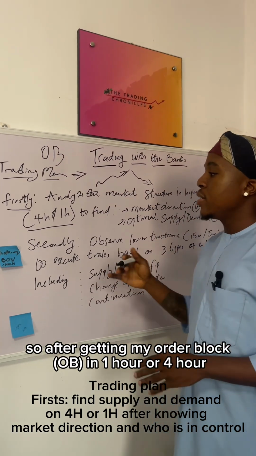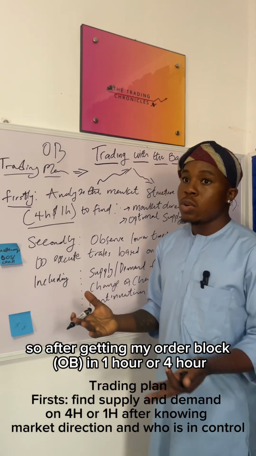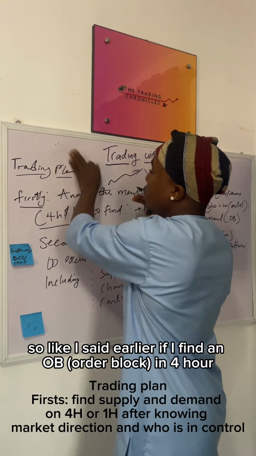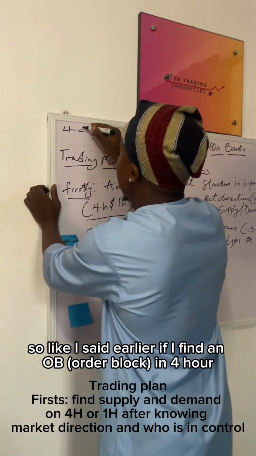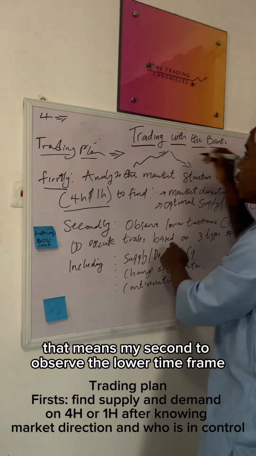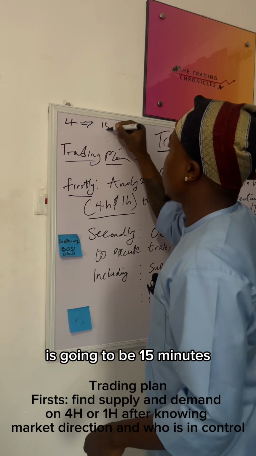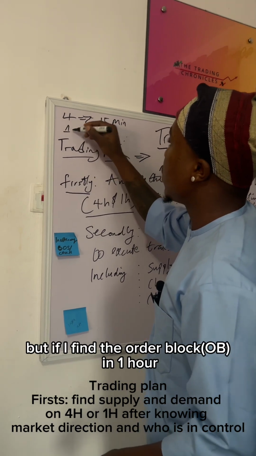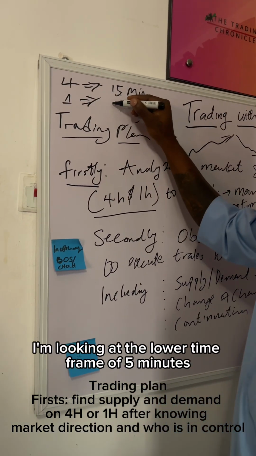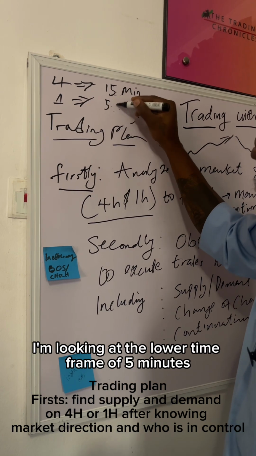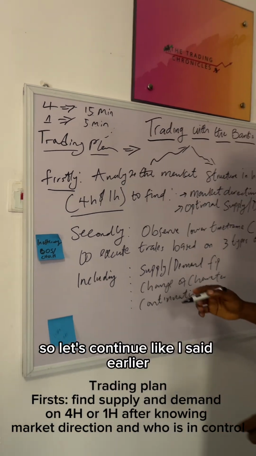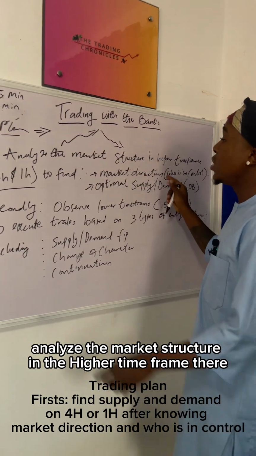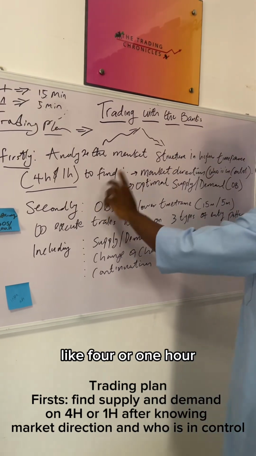So after getting my OB in 1 hour or 4 hour, like I said earlier, if I find an OB in 4 hour, that means the lower time frame I observe is going to be 15 minutes. But if I find the order block in 1 hour, then I'm looking at the lower time frame of 5 minutes. So let's continue. Like I said earlier, the first thing I do is analyze the market structure in the higher time frame, like 4 or 1 hour.